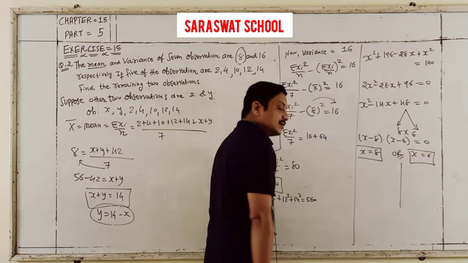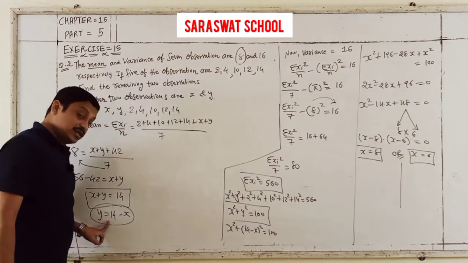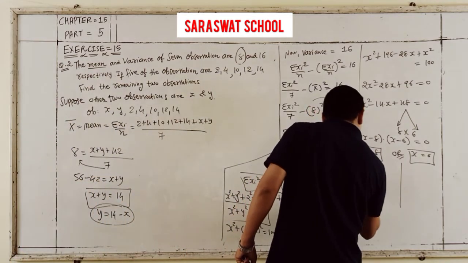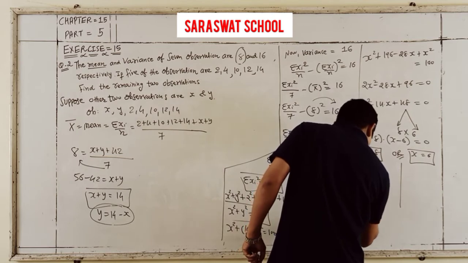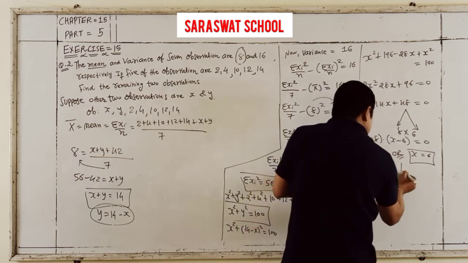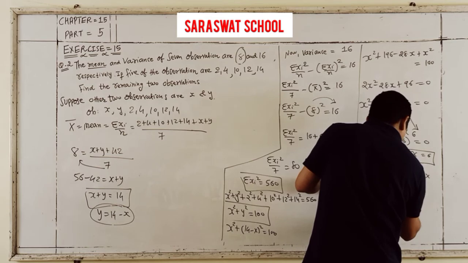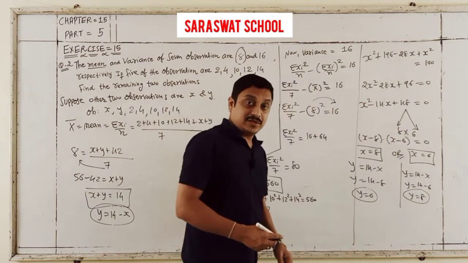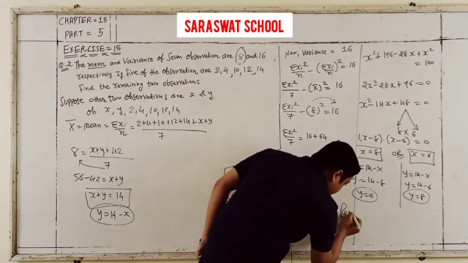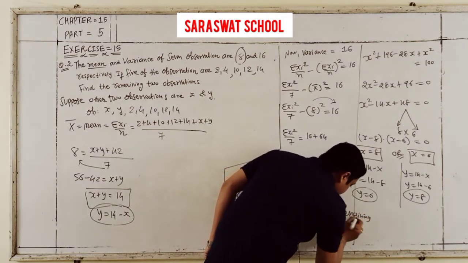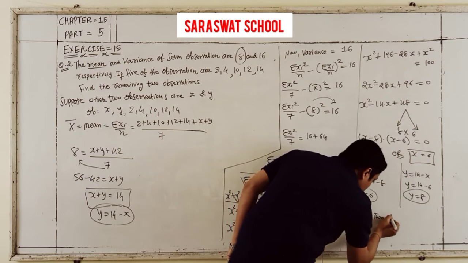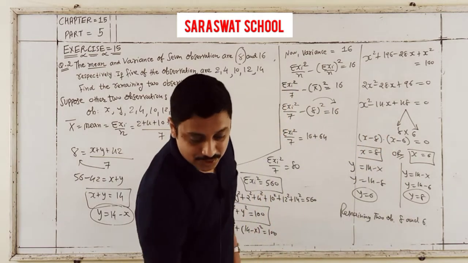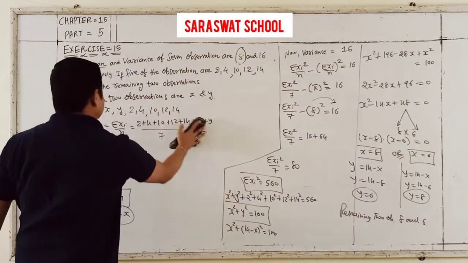In both cases, put the value down here. So y becomes 14 minus x, 14 minus 8 will be 6. Same here, 14 minus x, 14 minus 6 will be 8. It means our remaining 2 observations are 8 and 6, either 6 and 8, students.